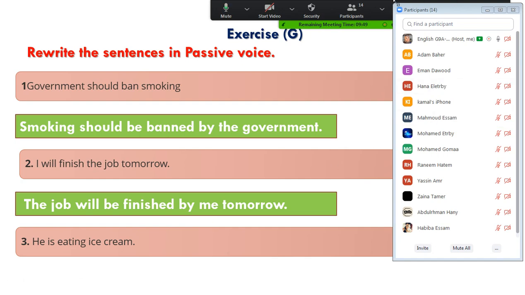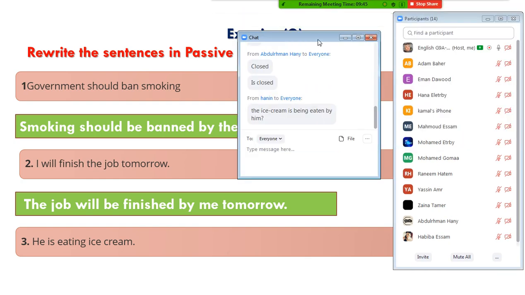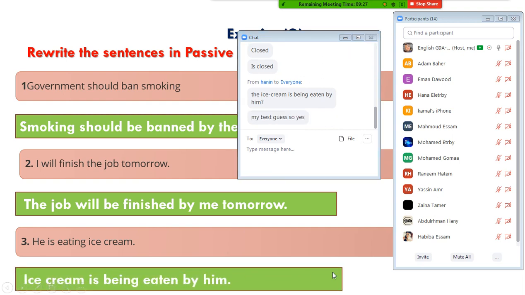Number 3, it's supposed to be Haneen. Have you finished the sentence? Okay, he is eating ice cream. The ice cream is being eaten by him. Are you sure of your answer, Haneen? You have to be confident. That's right, yes, it is. Okay. Ice cream is being eaten by him.